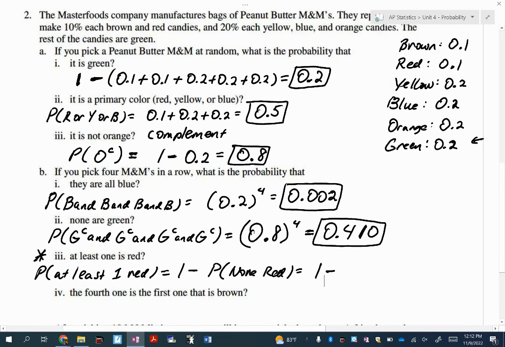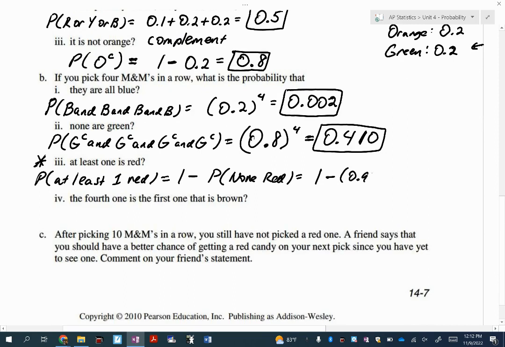So the complement to red would be 0.9. So 1 minus 0.9 to the 4th power. So let's find 0.9 to the 4th power and subtract that from 1. So 0.344. And that's the most common one that's missed.